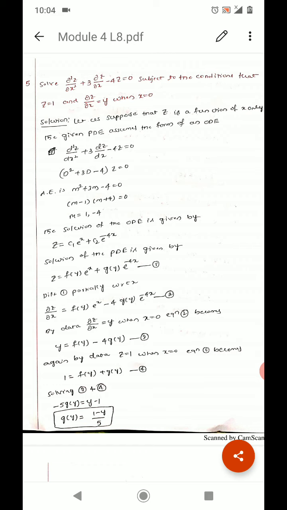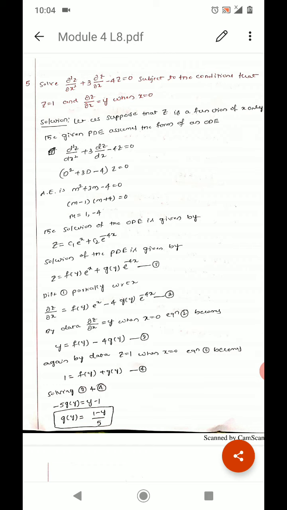Now use the data, that is del z by del x is equal to y when x equal to 0 in equation 2. So we get y is equal to f of y into e power 0, which is 1, minus 4 into g of y into e power minus 0, which is 1.